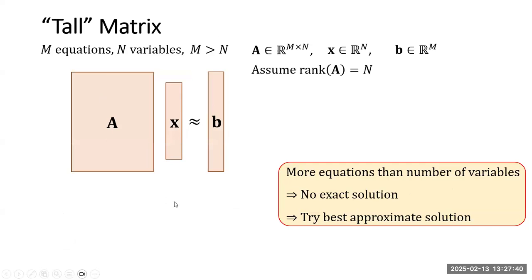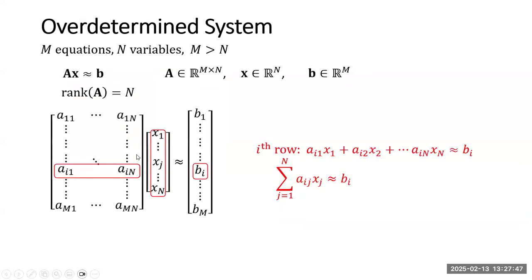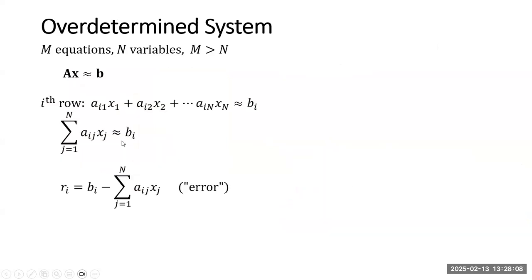Visually, this is what it looks like. A is a tall matrix. This is the ith row. Since we cannot exactly satisfy this, summation over j of a_ij xj must be approximately equal to b_i. For each row i, we must satisfy this.